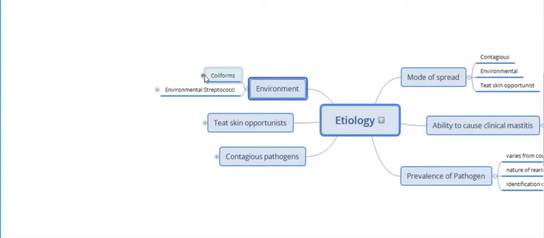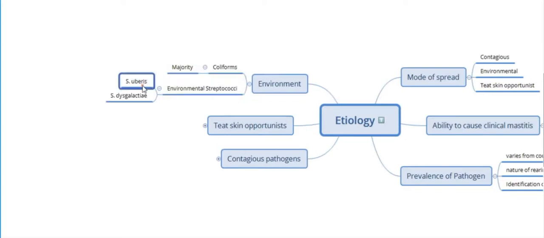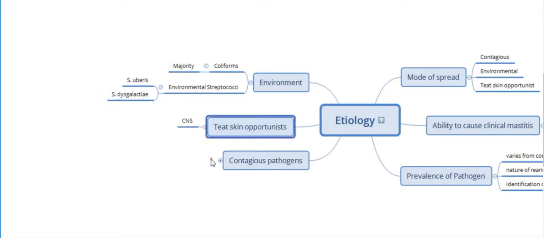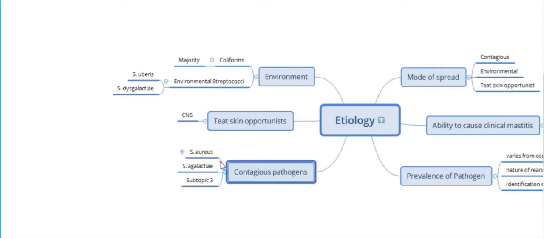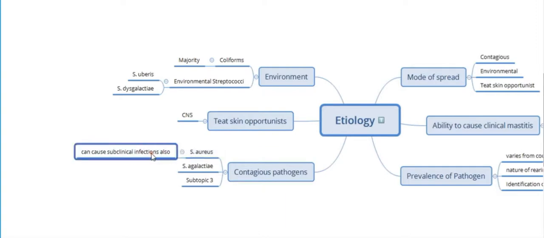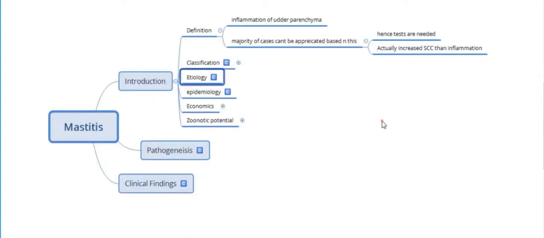Environmental mastitis is usually caused by coliforms, which are the commonest organisms that cause environmental mastitis. Then we have environmental streptococci, Streptococcus uberis and Streptococcus dysgalactiae. Then teat skin opportunists, usually coagulase negative staphylococci, and contagious pathogens, Staphylococcus aureus, which can cause both clinical as well as subclinical mastitis. Then Streptococcus agalactiae. Those are the major etiologies that cause bovine mastitis.